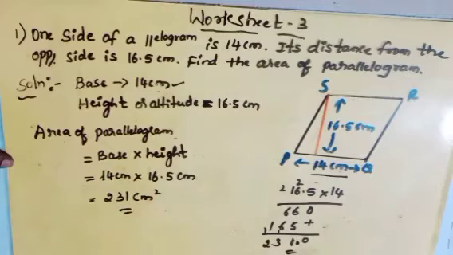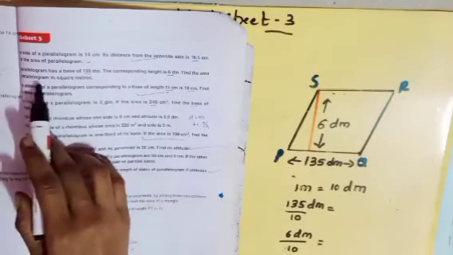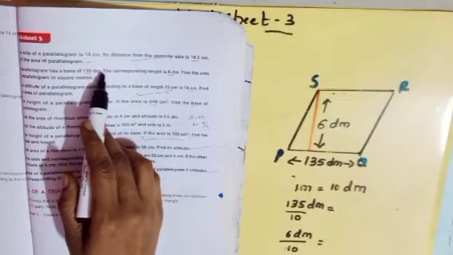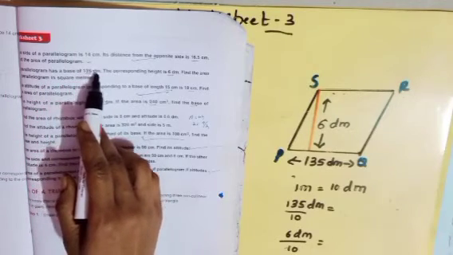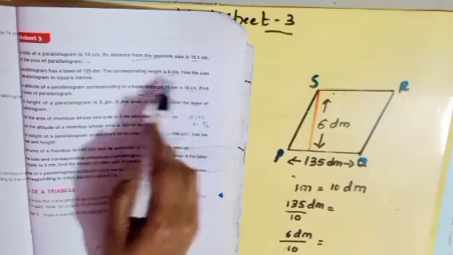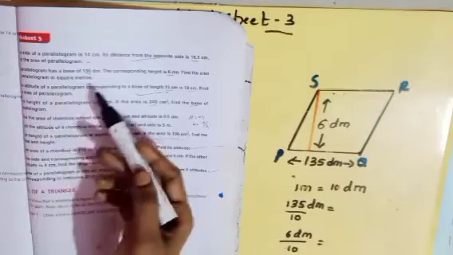Next, let us solve the second one. A parallelogram has a base of 135 dm. dm means decimeter. The parallelogram has a base of 135 decimeter. The corresponding height is 6 decimeter. Find the area of the parallelogram in square meters. So first let us understand the question.